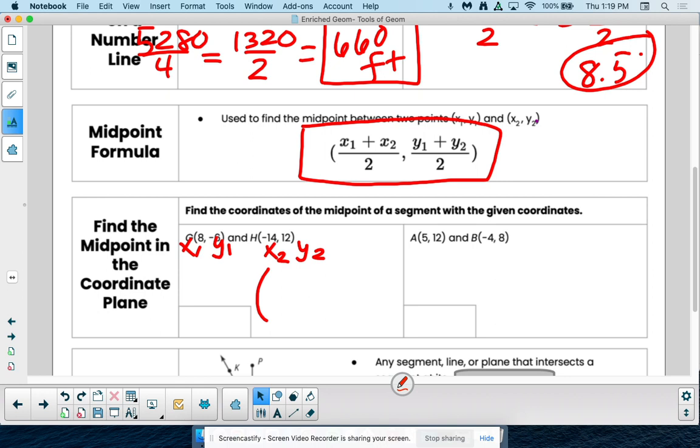So what did we label as x1? 8 plus, what's our x2? Negative 14. Negative 14, yes, all over 2, and then it's a comma. We're just going to end up with an ordered pair, so it's just a comma. Now we're going to do the same thing with our y's. What's our y1? Negative 6 plus, what's our y2? 12, all over 2.